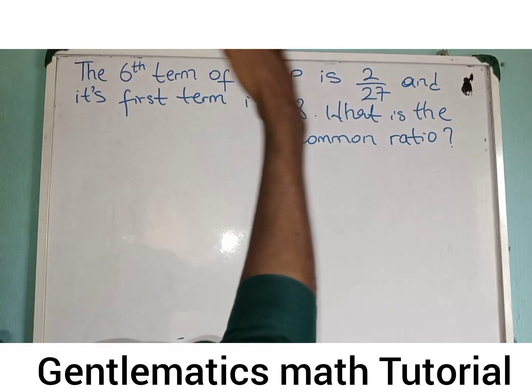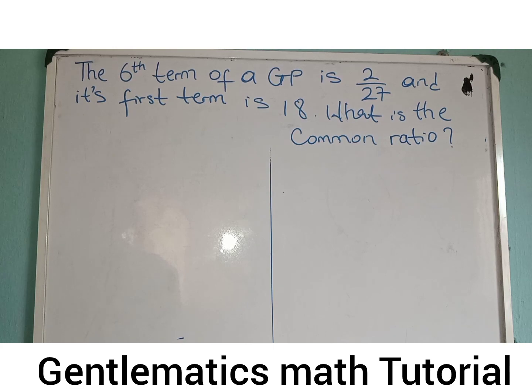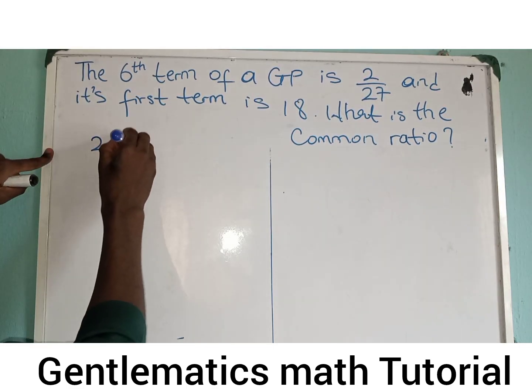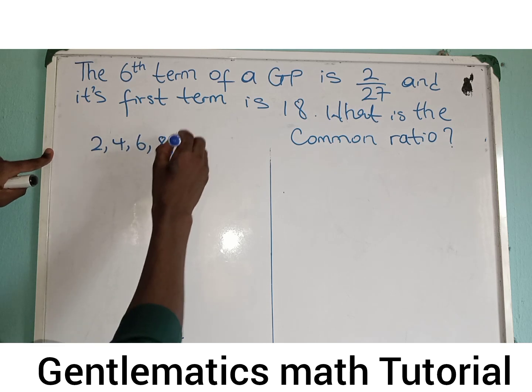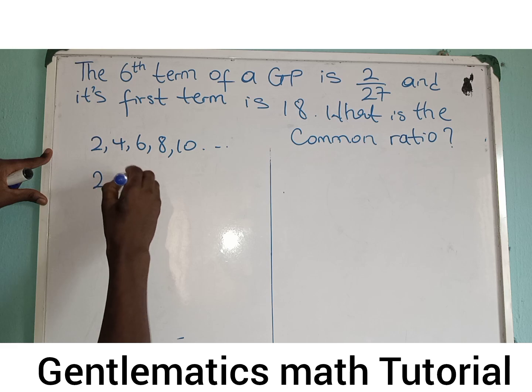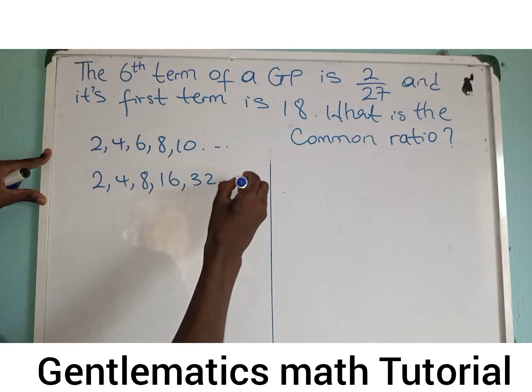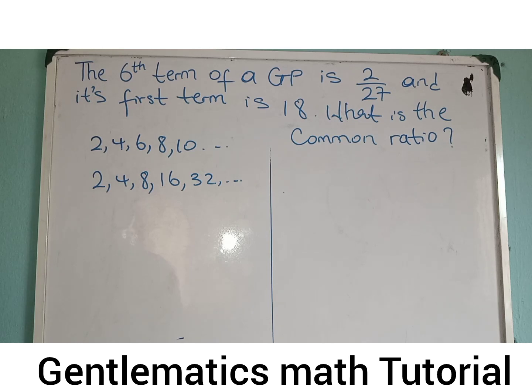GP stands for geometric progression. So how will you know a geometric progression? If I have something like 2, 4, 6, 8, 10, and the rest, and I have another sequence, let's say 2, 4, 8, 16, 32, and the rest.